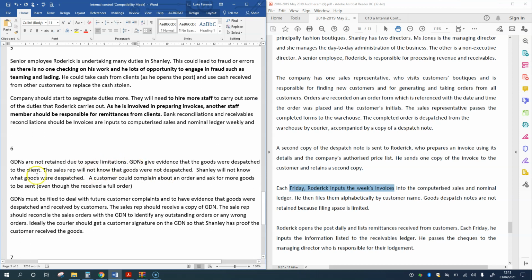They give evidence goods were dispatched. The sales rep will not know goods were dispatched. Shanley will not know. The company will not know. I'm going to repeat myself there. And I suppose a customer can complain about an order and ask for more goods to be sent, even though they're received. And if we didn't have the goods dispatch note, there's no evidence. And also, the big one is the sales rep will not know that goods were not dispatched.